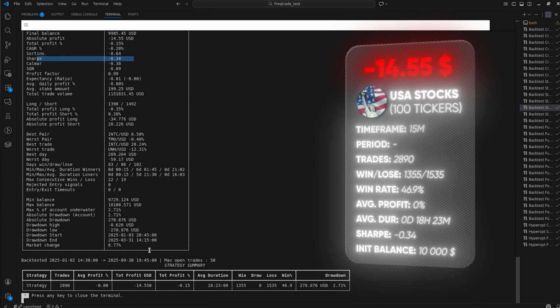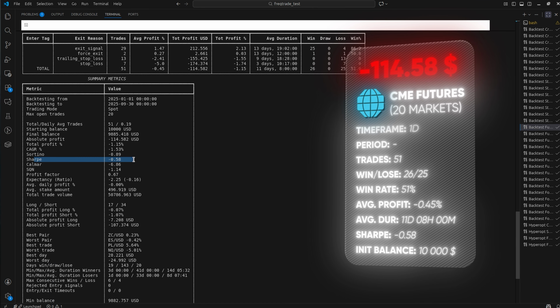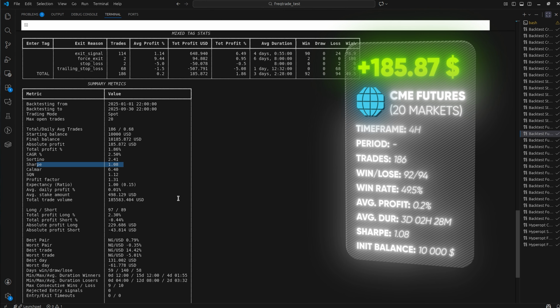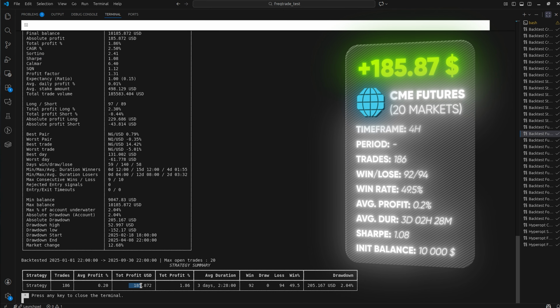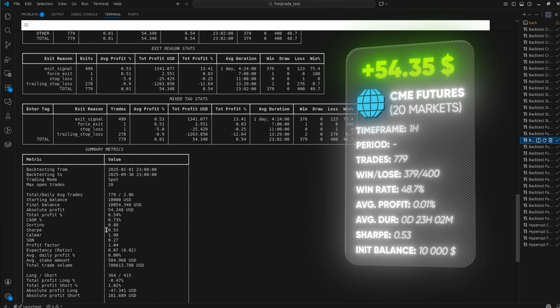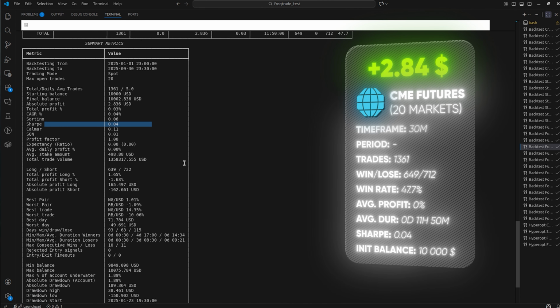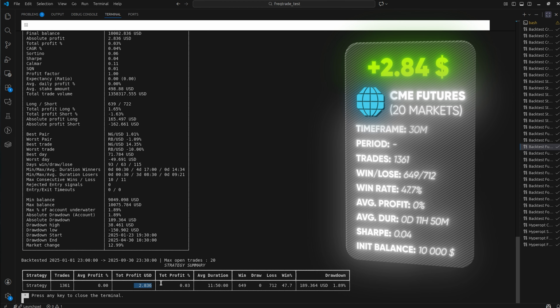Now let's move to US futures market, once again starting with 1 day time frame, our outputs, stats, and starting with negative Sharpe minus 0.58, and we've lost a little more than $100. 4 hours, positive Sharpe 1.08, and we've made a little bit more than $100. 1 hour time frame, once again positive Sharpe 0.53, and we've made $54. Now 30 minutes, Sharpe is positive again 0.04, and we've made only just $2.8.